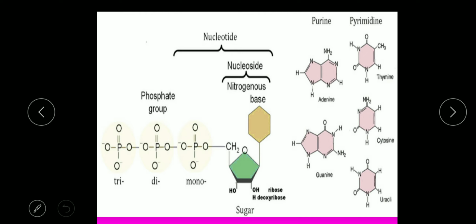Clear? So purines are double ring nitrogenous bases. Examples of purines are adenine and guanine. Pyrimidines are single ring nitrogenous bases. Examples are thymine, cytosine and uracil. So DNA will have adenine, thymine, guanine and cytosine, but RNA will have adenine, guanine, cytosine and uracil. RNA will not have thymine. RNA will have uracil. Okay.